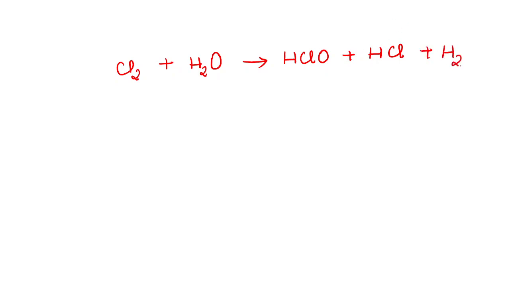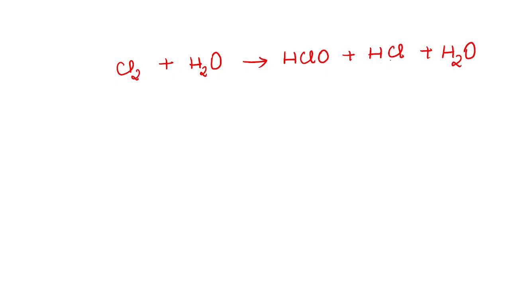Now in continuation to the previous one, I'll just show you using one more example how this disproportionation reaction occurs. Suppose I have a reaction of Cl2 plus H2O, which means water is reacting with chlorine. Then you see, when water reacts with chlorine, two products are formed. One is your HClO, and another product is your HCl. These two products are formed, and along with them some molecules of water are there.